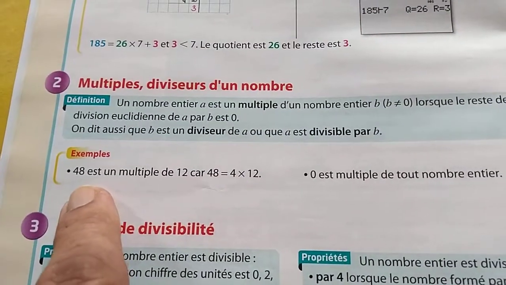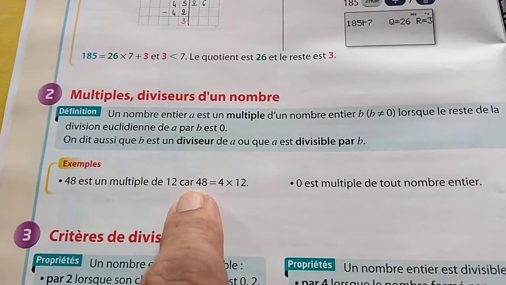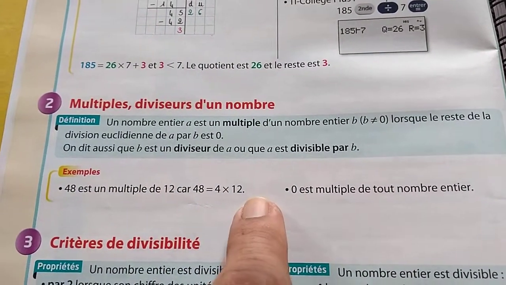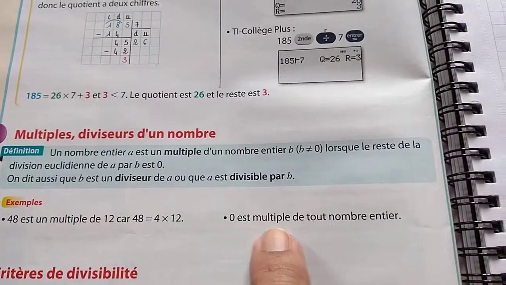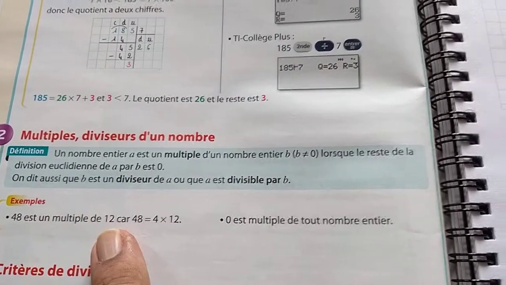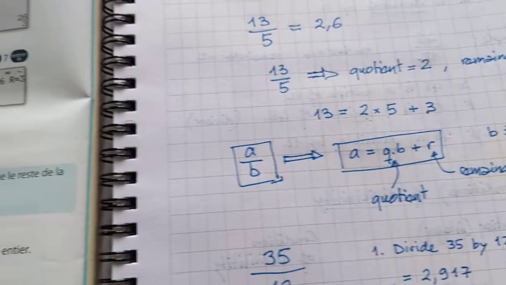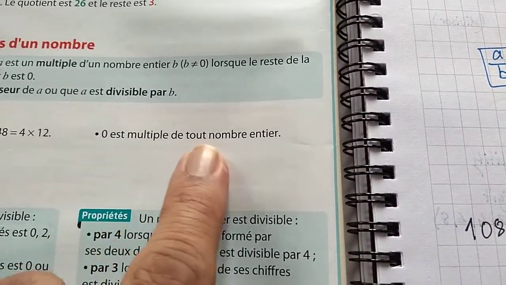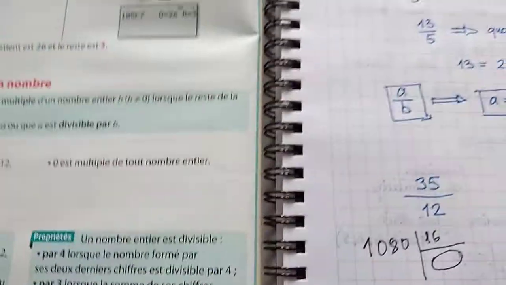So they give an example: 48 est multiple de 12 car 48 est égal à 4 fois 12. No remainder is necessary here. 0 is a multiple de tout nombre entier. This is true because any number you multiply by 0, you will not get a remainder.